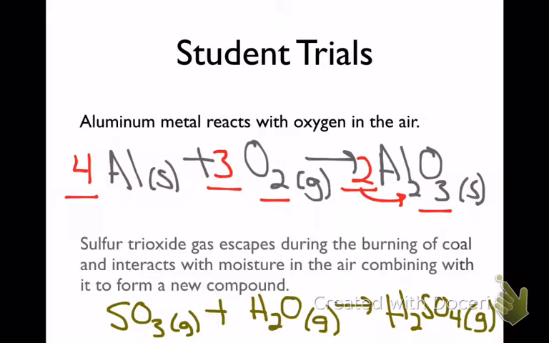I checked the left side and the right side, and I noticed that this skeleton equation is already balanced. So there's my second synthesis reaction. You can see in the second one, a little more difficult when you've got compounds interacting. I had to rely on some experience and some extra knowledge I knew about sulfur trioxide and acid rain.